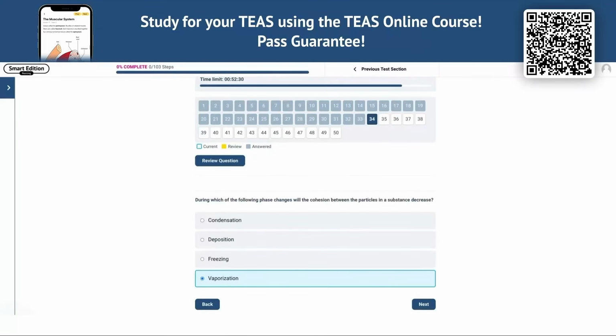Deposition is not correct because deposition is the change from a gas directly to a solid, something like frost forming on a window. During deposition, particles come closer together and they form a solid, which then increases cohesion. So again, knowing what the particles are doing and if it is increasing or decreasing cohesion. And then lastly, freezing is the phase change from a liquid to a solid, so when water becomes ice. In freezing, particles move closer together and they form a solid structure, again increasing cohesion instead of decreasing it.